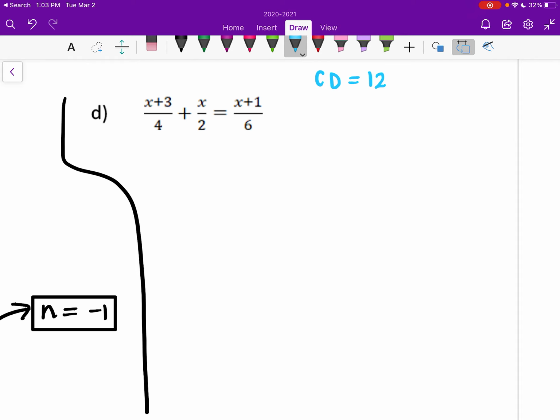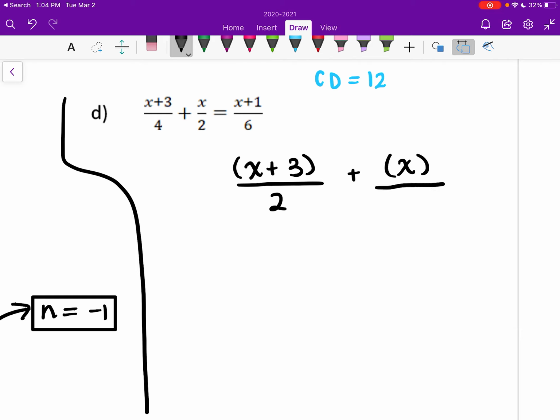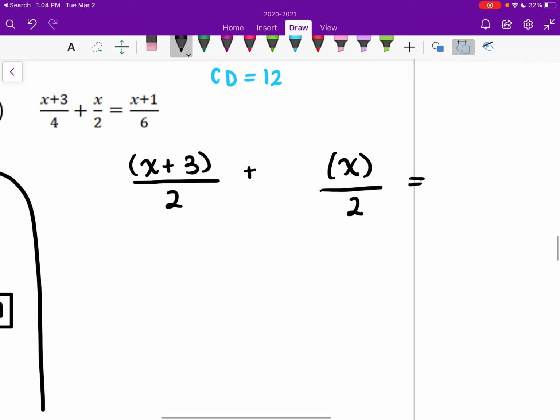Okay? So I'm just going to go back and write this in. (x + 3) over 4, and you need to remember that this x + 3 is always in brackets. Plus x over 2, which is also in brackets because it's the numerator. Plus, and I'm going to give myself a little more space, equals (x + 1) over 6. So I'm just going to throw my 12 in there.